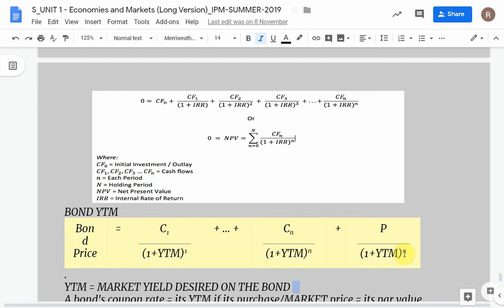Now let's look at the RHS. Let's look at the numerators on the RHS. Can we say that the numerators on the RHS are all returns? What is the problem, Parul?